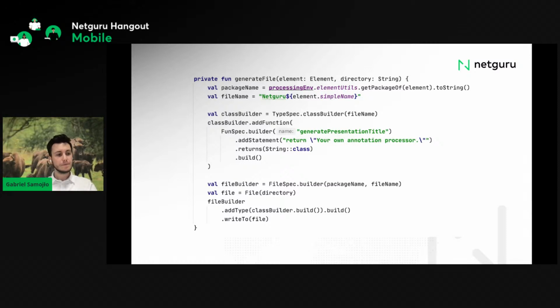So file name, I've chosen that I will just have prefix Netguru. So our file name will be Netguru and the name of the original class annotated with our annotation. And next we are proceeding with class builder. And this is when Kotlin Poet came to the rescue.